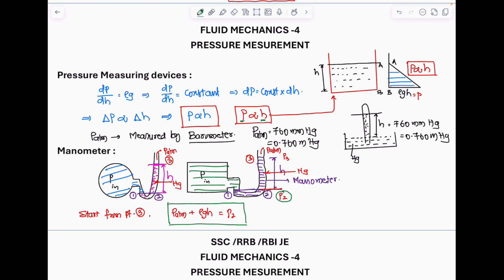Because the height at P1 and P2 is the same, they are at the same level. Pressures at the same horizontal level are equal. That means P1 is equal to P2.